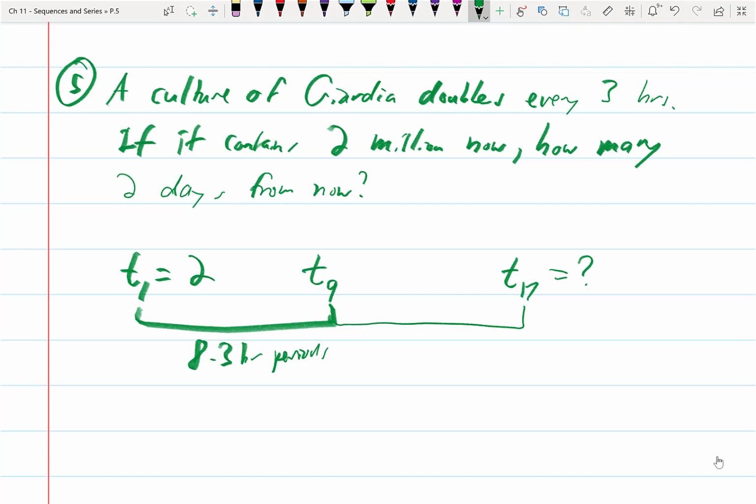Now, 9 plus 8, shouldn't it be 17, say 25? A day, and then another day, and then a third day. Oh, wait, no. 2 days. Sorry. 2 days from now. So you just need 8 and 8 more.